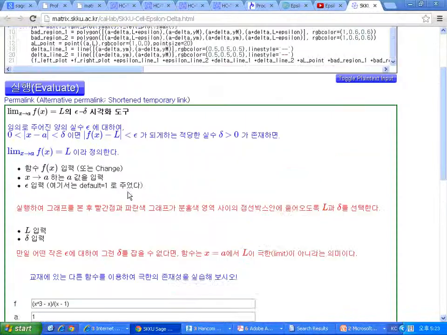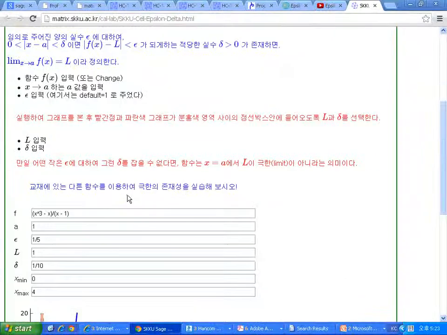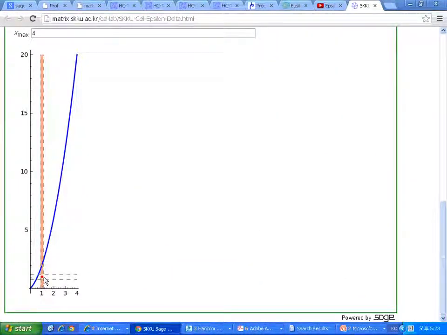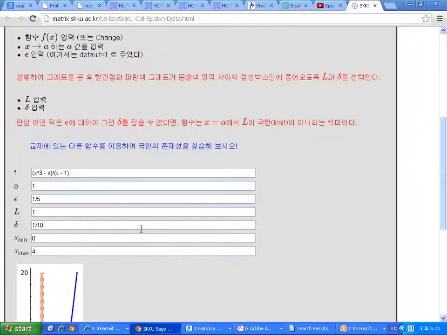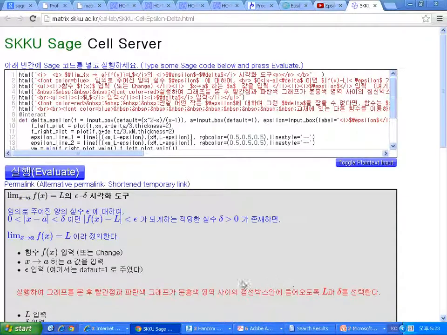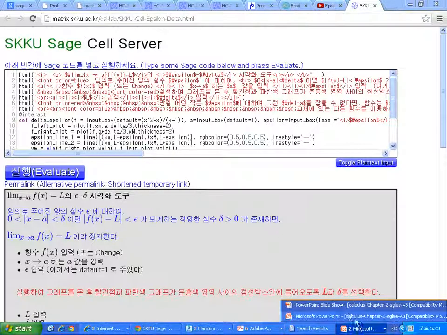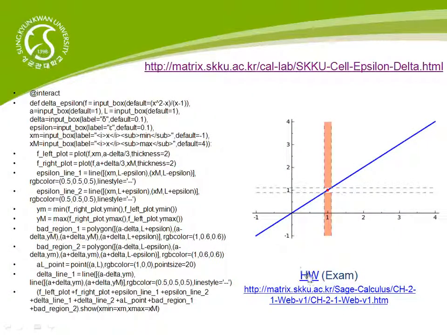This simulation tool will be revised to make this red dot in here soon. Anyway, just practice those to understand what it is. And here are the homework problems from the exercise in section 2.1 to practice this epsilon delta argument for the limit. I suggest you do at least a couple of them to understand what it is.